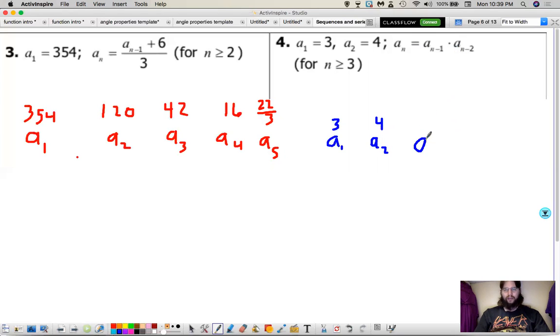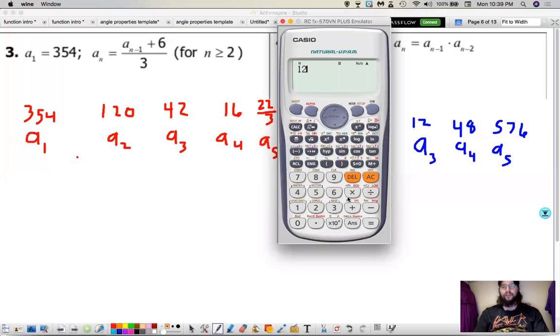Well, I can do that in my head. 3 times 4, that's 12. And A4, well, that's easy. 4 times 12 is 48. A5, less easy. That's 480 plus 96. That's what, 576. Let's just use a calculator. 12 times 48. Yeah, 576.